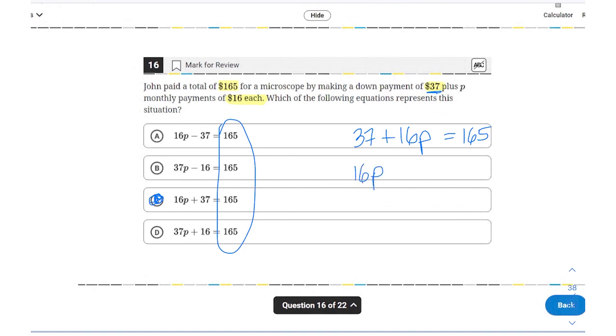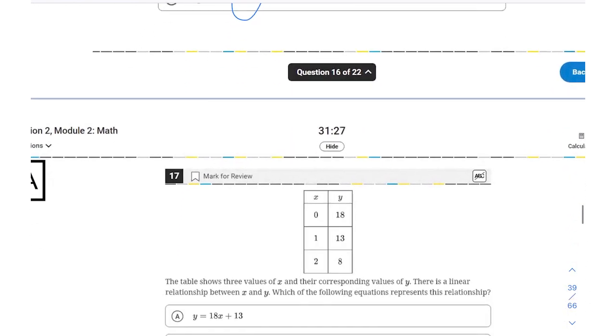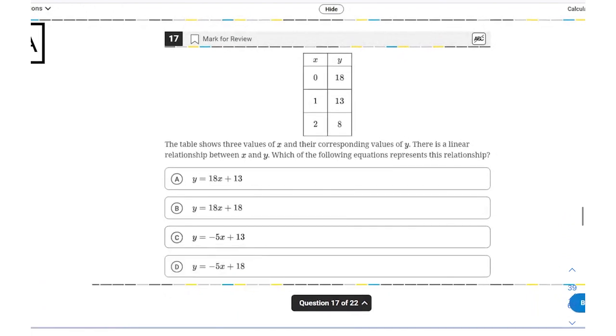This is 16p plus 37, so just make sure you're clear about which one represents the down payment and which one represents those monthly payments that are going to be the 16 each, because you don't want to attach p to the wrong number. A lot of people on this visually might see this and then gravitate towards D, so just make sure we're very careful there. And now we can move on to 17.